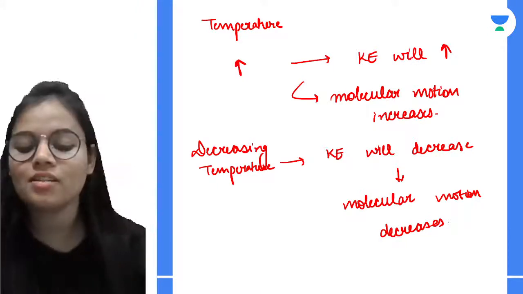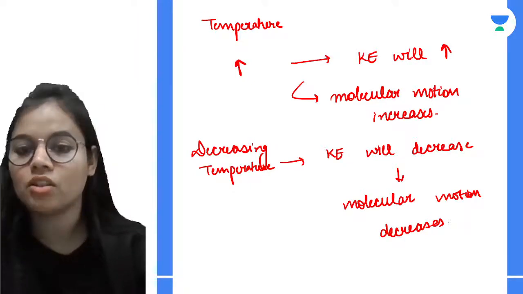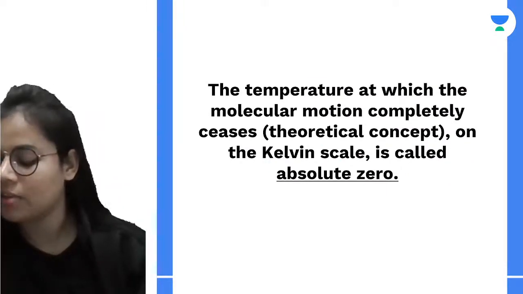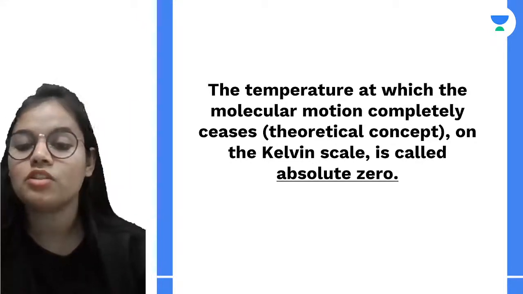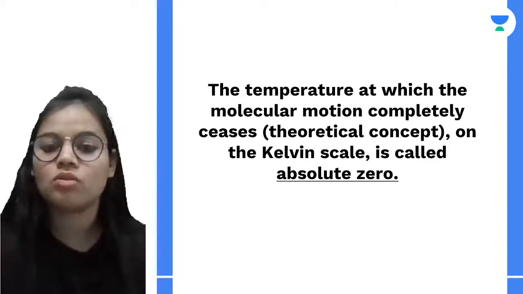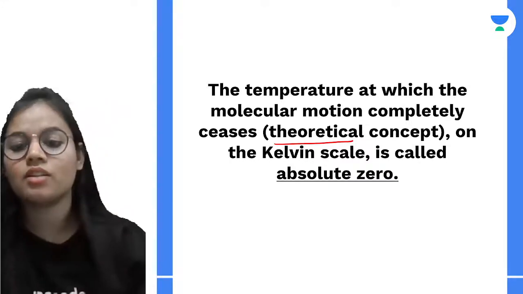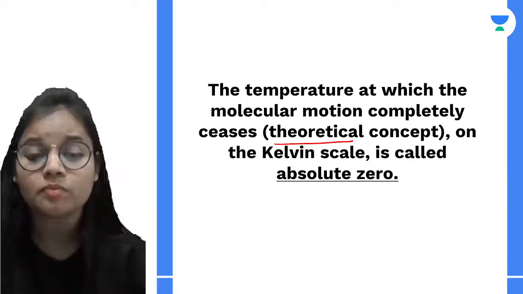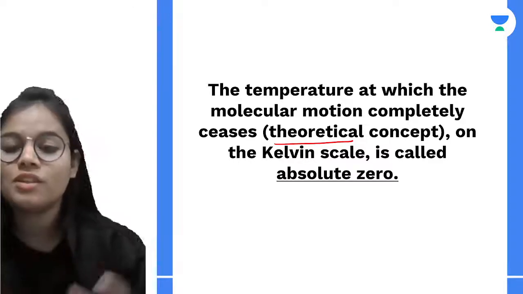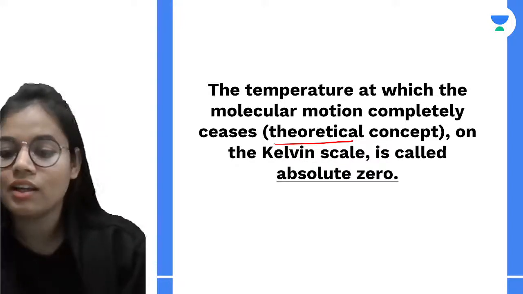This is the fact which is applied in defining the temperature of the Kelvin scale. The temperature at which molecular motion completely stops or ceases, according to theoretical concept, on a Kelvin scale, is known as absolute zero. So how to define absolute zero? It is the temperature at which molecular motion is completely ceased or completely stopped according to theoretical concept.